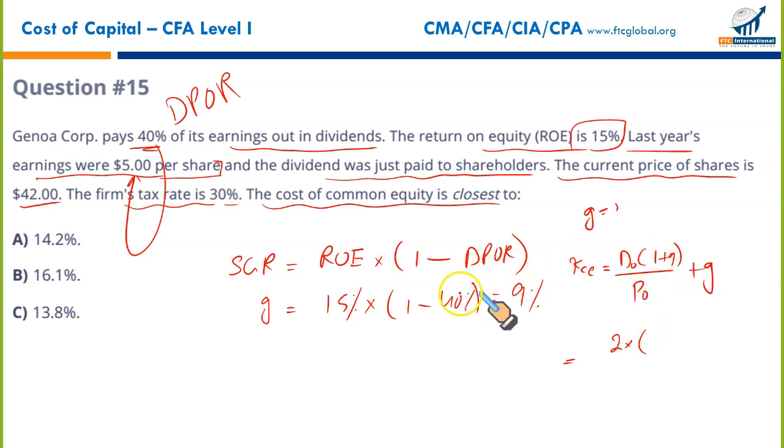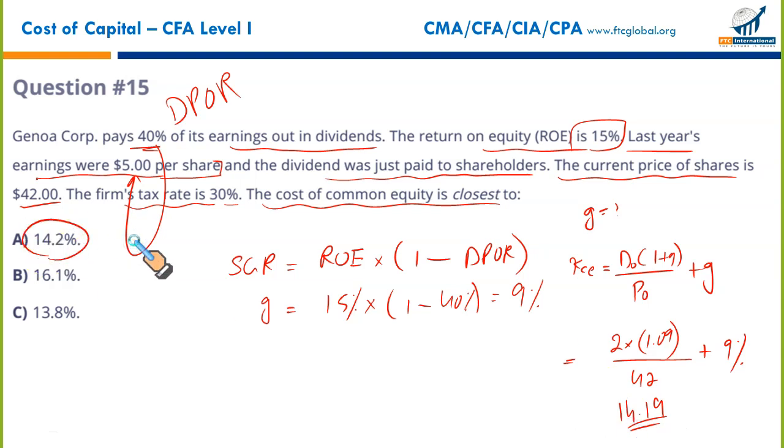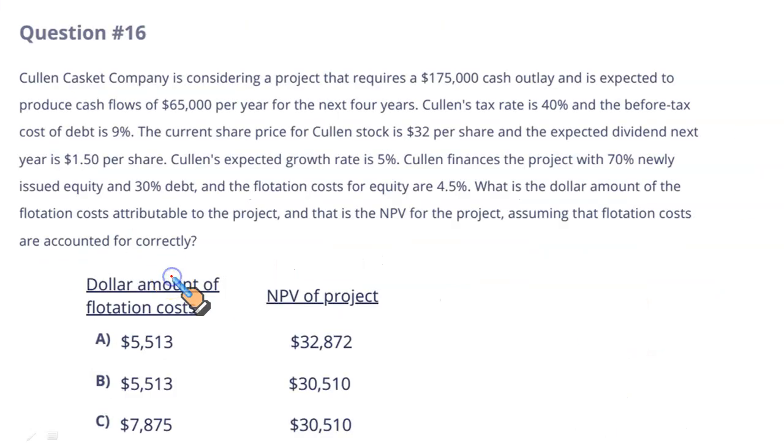Multiplied with the growth rate we've just calculated, 9%. So 1 plus 9%, 1.09. What's the current share price? Current share price is 42. Plus the growth rate, 9%. There you go. 2 times 1.09 upon 42. Convert it into percentage, add 9%, and that gives you 14.19%. 14.1919, rounded off gives you 14.2. Simple. A is your answer.